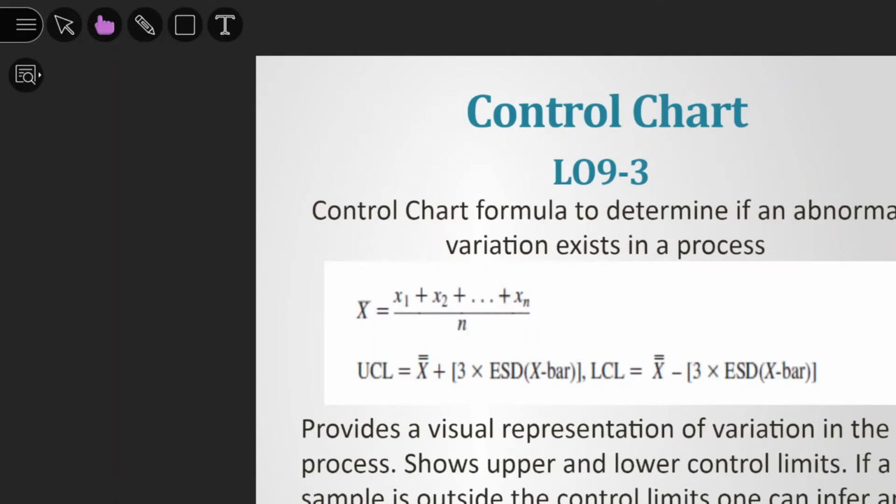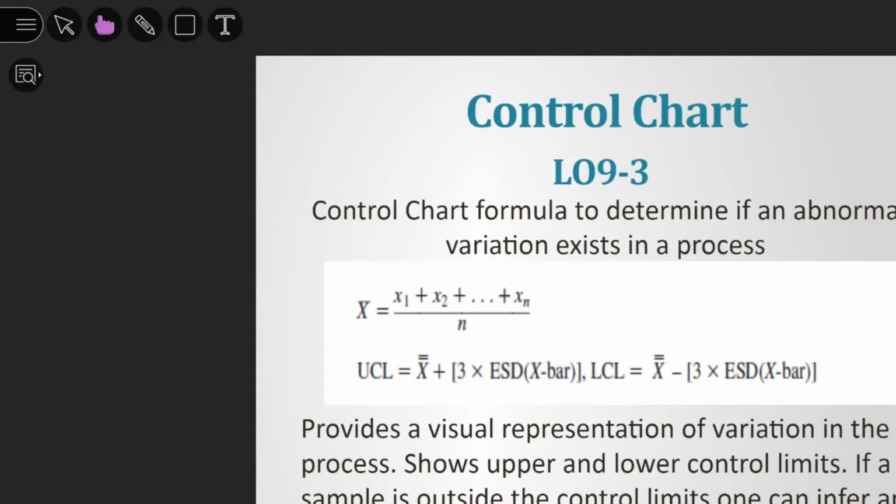So UCL is defined as X double bar, and as you all recall, this is an average of averages, plus 3 multiplied by the estimated standard deviation of X bar. LCL is the same but minus 3 estimated standard deviations of X bar. The question is, why is it 3?